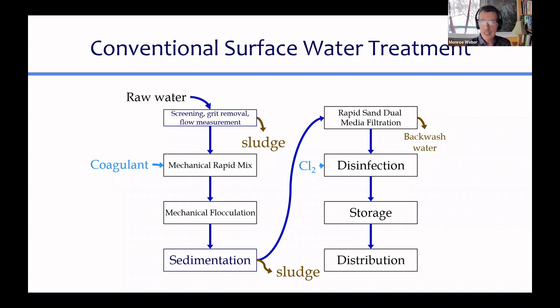And you go to a rapid sand filter, usually a dual media filter where there's anthracite and sand. And then there's backwash water that comes out of that. And you go on to disinfection and to storage and to distribution. Okay, so that's the whole picture again, to remind you where we're at in this story. And the piece that we're focusing on is sedimentation. However, in an agua clara plant, it looks a little bit different.